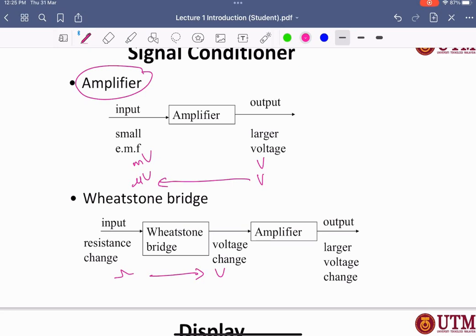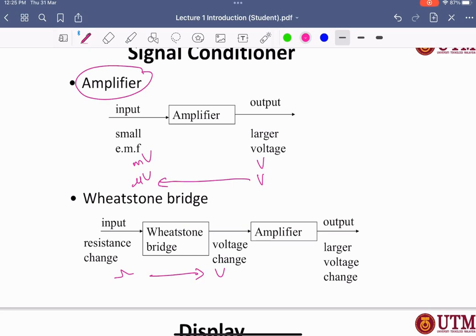We normally convert it into voltage, right? So we never try to measure the ohm, because the ohm will be affected by a lot of parameters. Sometimes you cannot get a fixed ohm value. So we use the Wheatstone bridge to convert it.